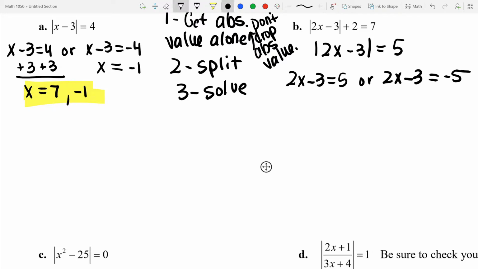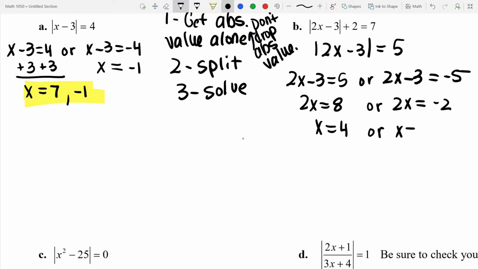3 comes over and becomes a positive. So you have 2x equals 8. Divide by 2, and you get x equals 4. If I can't read your writing, you're not going to get credit for what you're doing, okay? Do the next one. Put an or. 2x equals, 3 comes over and becomes a positive. A negative 5 and a positive 3 would give me a negative 2. I can put an or, I can put a comma, divide by 2, and I get x equals negative 1. Highlight it, and I'm done. That's it.